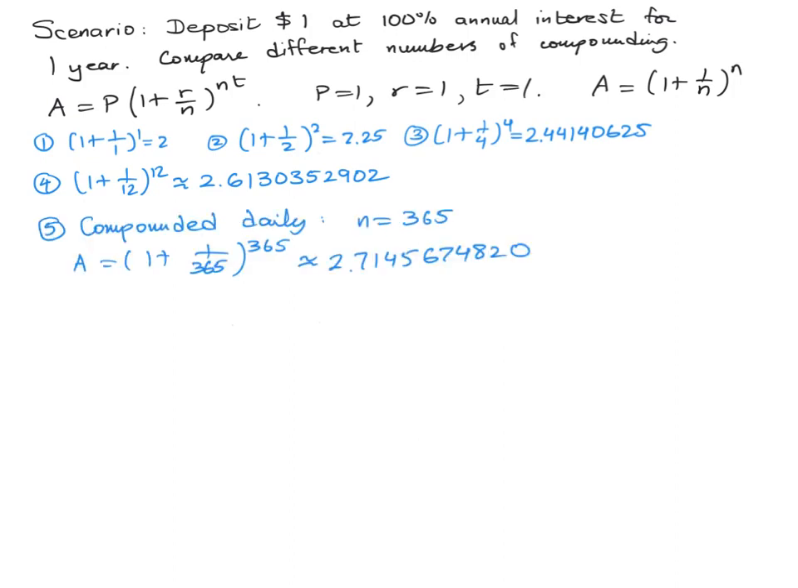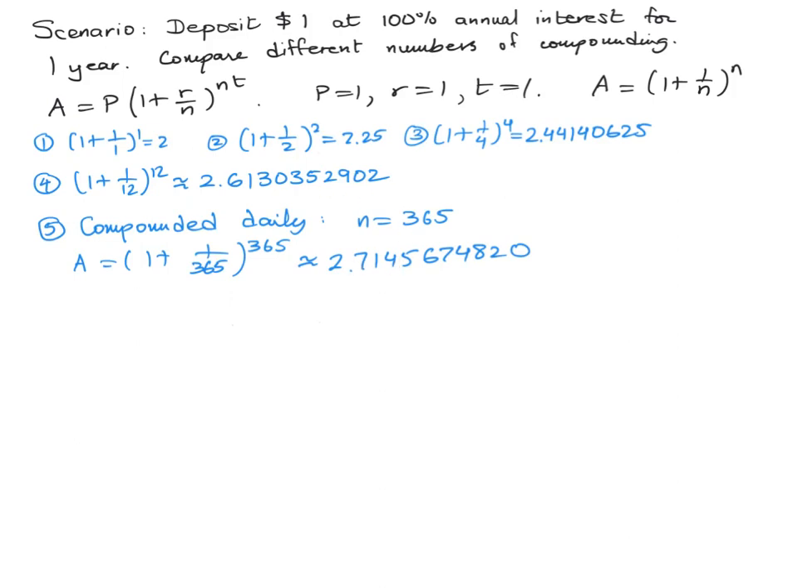So now I've decided to compound daily. The previous one was monthly, so let's go with daily. There's 365 days in a year, let's just say. So the final balance is 1 plus 1 over 365 raised to 365, and you get this number, $2.71 and some extra decimals. All right, so it went from 2 to 2.25 to 2.44 to 2.61. It keeps getting bigger. How much bigger can it get?